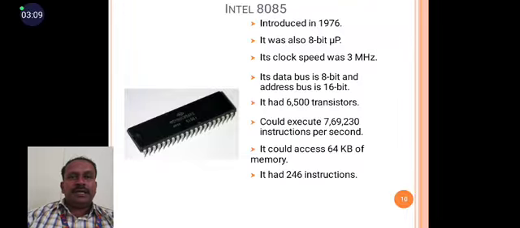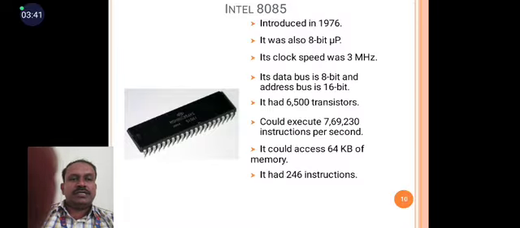Next is the main microprocessor. We all know the Intel 8085. It was introduced in 1976. It was an 8-bit microprocessor. The clock speed was 3 MHz. The data bus is 8-bit and the address bus length is 16-bit. It had 6500 transistors. It could execute 7,69,230 instructions per second. It could access 64 kilobytes of memory. The instruction set has 246 instructions.